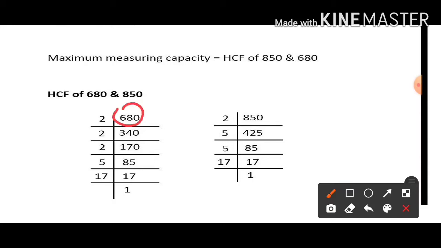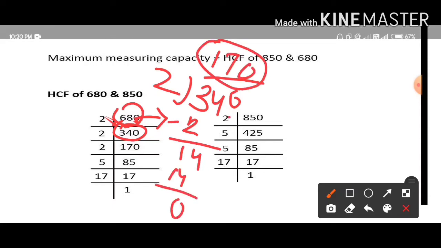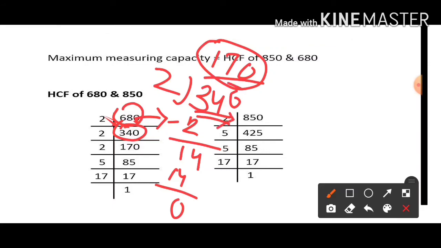680 is an even number, so it is divisible by 2. So 2 threes are 6, 2 fours are 8, and 0 as it is. It means 680 divided by 2 is 340. Now again it is an even number. If we divide 340 by 2, 2 ones are 2, 2 sevens are 14, 0 is left, and in the answer also we have 0. It means 340 divided by 2 is 170. So write here 170.